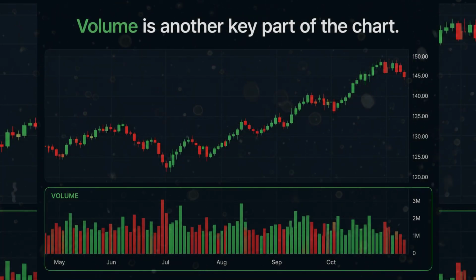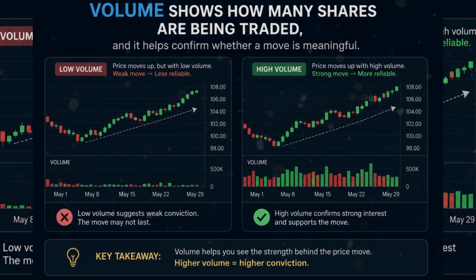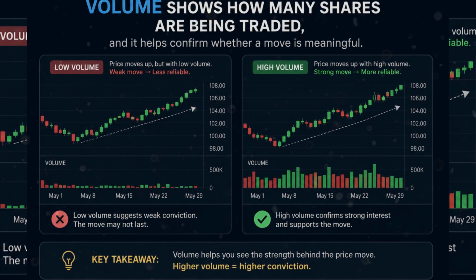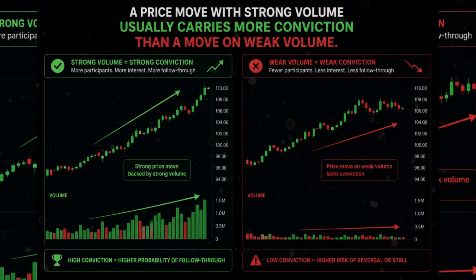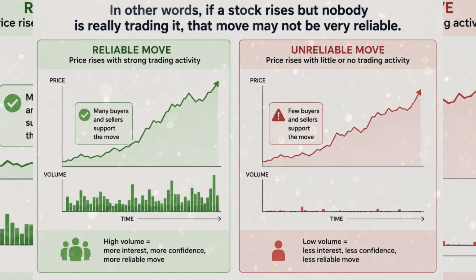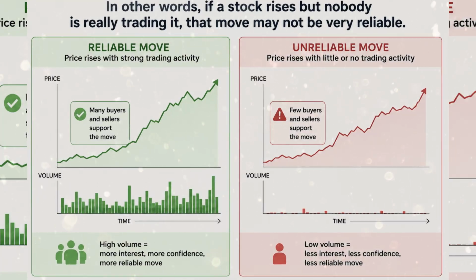Volume is another key part of the chart. Volume shows how many shares are being traded, and it helps confirm whether a move is meaningful. A price move with strong volume usually carries more conviction than a move on weak volume. In other words, if a stock rises but nobody is really trading it, that move may not be very reliable.